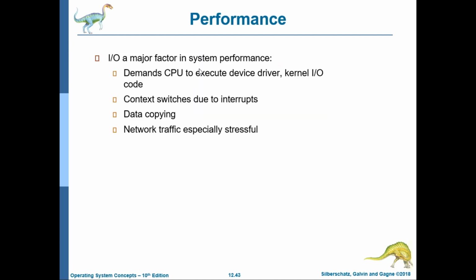Okay, next we have performance. I/O is a major factor in system performance. How? It demands the CPU to execute device drivers and kernel I/O code, and then context switches due to interrupts, and data copying and network traffic are especially stressful.